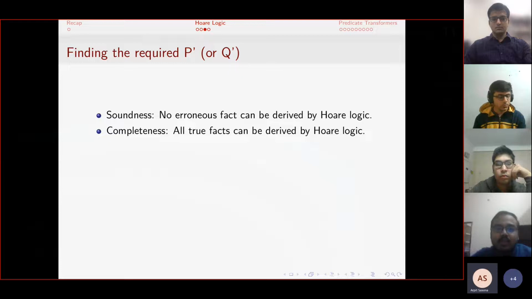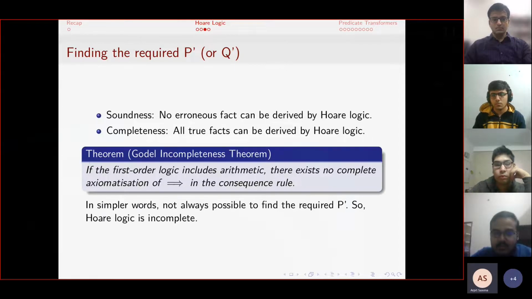So now the question boils down to how we find this required P prime or the Q prime. So first we are defining these two things. What is soundness? Soundness means that no erroneous fact can be derived by Hoare logic, and completeness means that all true facts can be derived by Hoare logic. But unfortunately, according to the Gödel incompleteness theorem, if the first order logic includes arithmetic, then there exists no complete axiomatization of implication in the consequence rule.